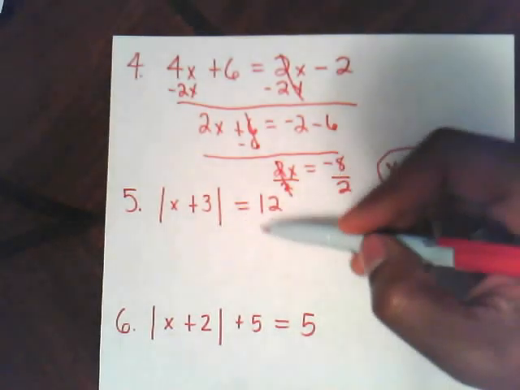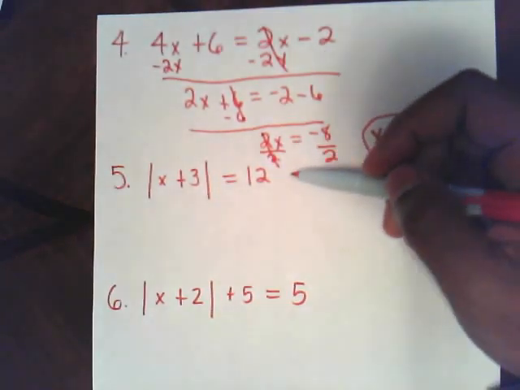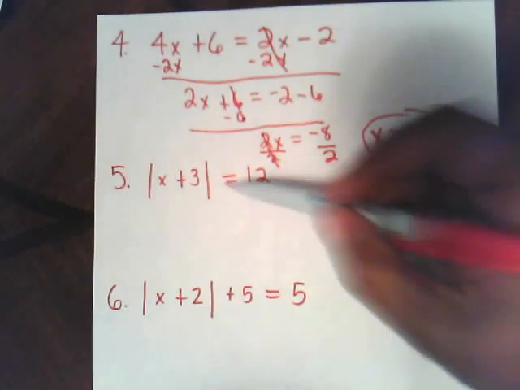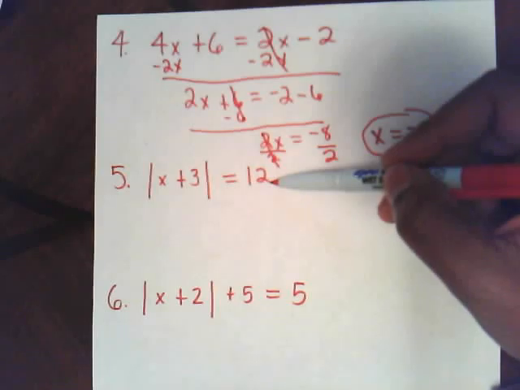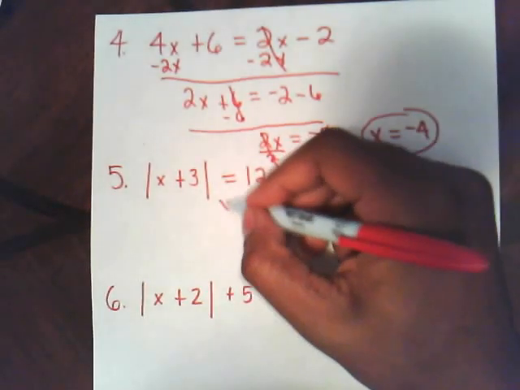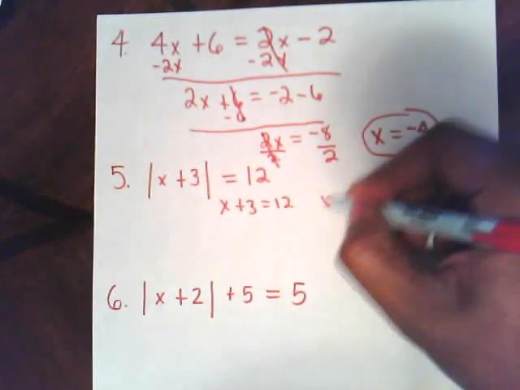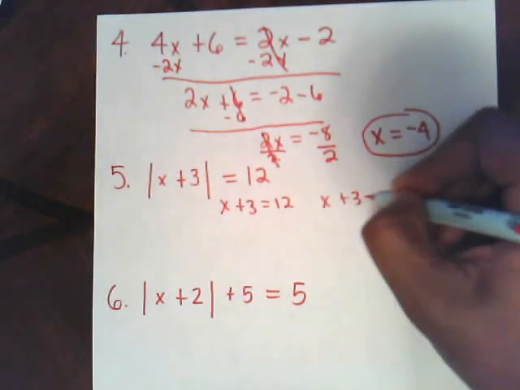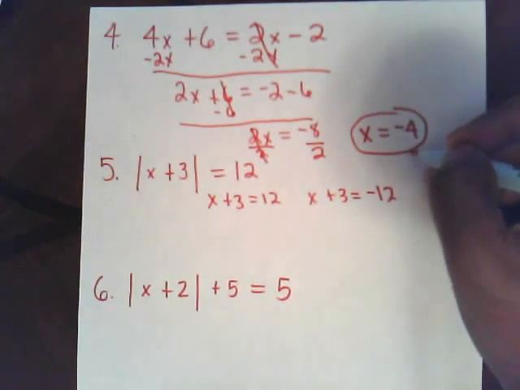Now, this is an absolute value equation for number 5. Students have very detailed notes on how to solve this problem. First, there's nothing to isolate, so we immediately look at what it equals. It equals a positive number, therefore, it's going to have two answers. So, we set up the equation twice. x plus 3 equals 12, and x plus 3 equals negative 12. And then you simply solve the equations.